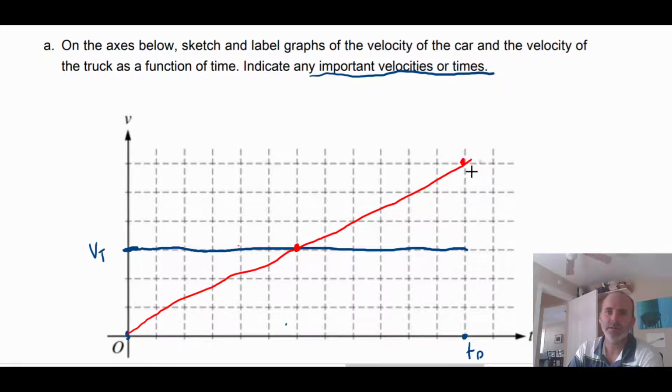All right, so let's do a little analysis here. At TD, they're both in front of the house. And which one's moving faster? Well, here we can see that the car's moving faster. Well, where are they moving at the same speed? Right here, right? And technically, since we've counted this out, this is TD divided by 2. You don't have to put this one on there. I think that would be fine. Okay, so I want to talk about something else real quick.